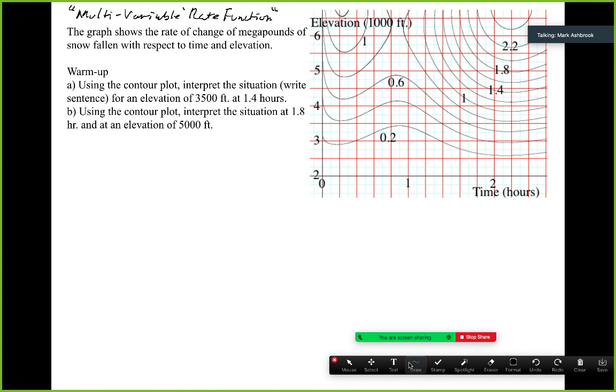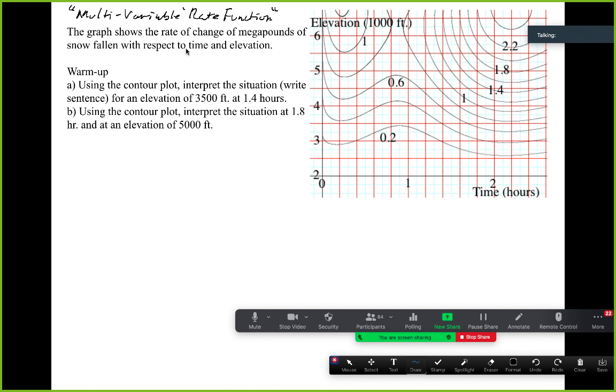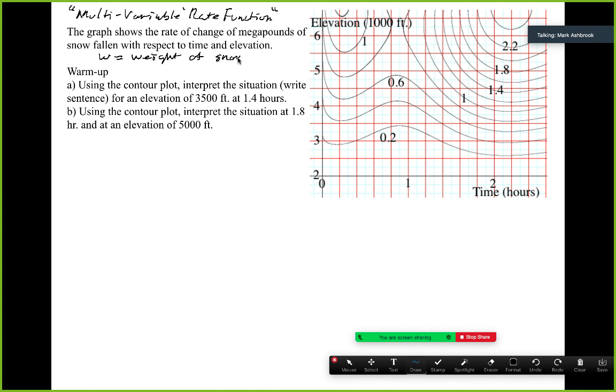So this is the rate of change of, in this case, weight. So W is going to be the weight of the snow in megapounds. And then T is going to be our time in hours, and E is going to be our elevation in 1,000 feet. So this rate of change looks like this. It's the rate of change of weight with respect to time and elevation.